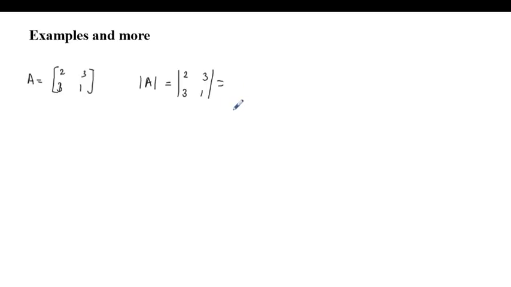So how do we calculate the determinant? The principal diagonal here will give us 2 times 1. And the second diagonal here is going to give us, there's a minus sign there, 3 times 3. We end up here with 2 minus 9, and we get minus 7. Singular or non-singular? So therefore, A is non-singular.